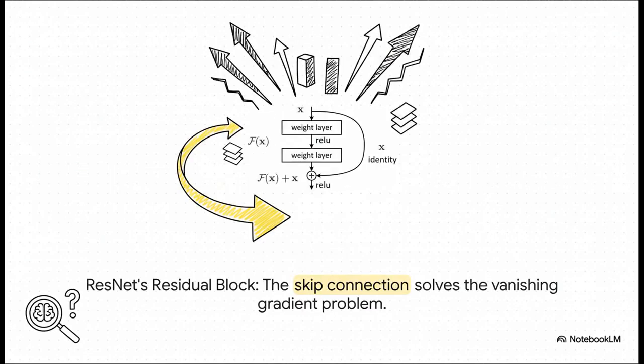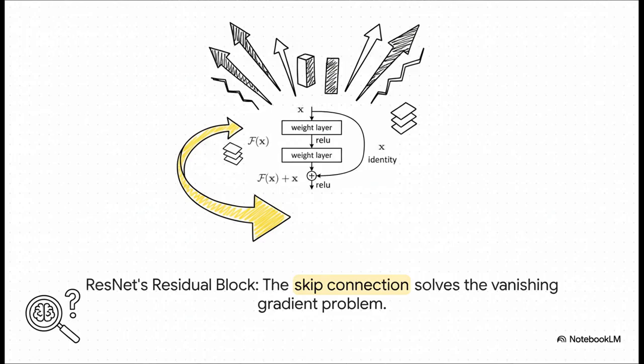Now look at this. This is the heart and soul of ResNet, the residual block. So the input x goes through the normal layers, creating f of x. And this is the genius part. The original input x also gets to skip all those layers and is added back in at the end. This skip connection basically creates an express lane for the gradient, which completely solves that vanishing gradient problem we mentioned.